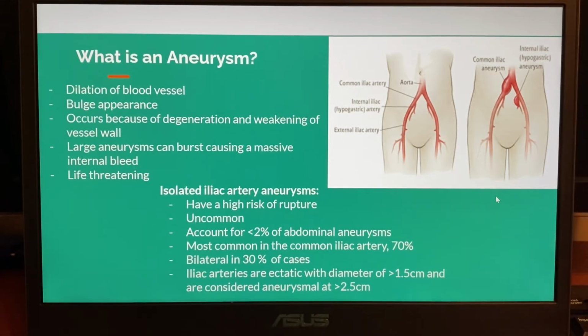Some typical measurements: the iliac arteries are considered distended or ectatic when the diameter measures greater than 1.5 centimeters, and they are considered aneurysmal at greater than 2.5 centimeters. Our patient's was measuring around 5 centimeters, so it definitely was considered an aneurysm and not just distended.